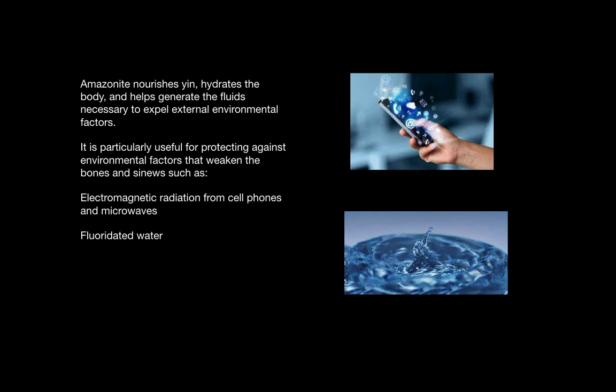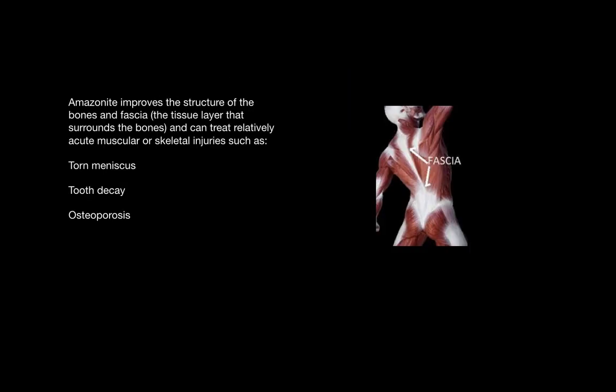Amazonite is particularly useful for protecting against environmental factors that weaken the bones and sinews, such as radiation from cell phones or fluoridated water. Amazonite improves the structure of the bones and the fascia, which surrounds the bones. It can treat relatively acute muscular or skeletal injuries, such as torn meniscus, and that's located in the knee, tooth decay, and osteoporosis.